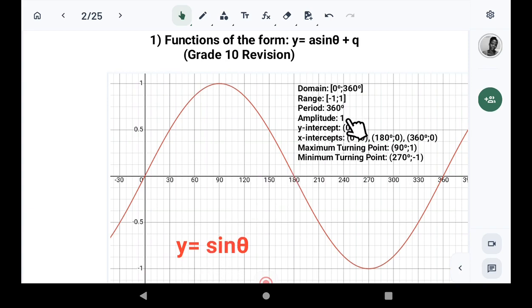That is an amplitude of 1, a range of -1 to 1 in terms of your y values, a period of 360 degrees, a maximum turning point at 90 degrees, 1, and a minimum turning point at 270 degrees, -1. X-intercepts at 0, 180, and 360. Y-intercept at 0.